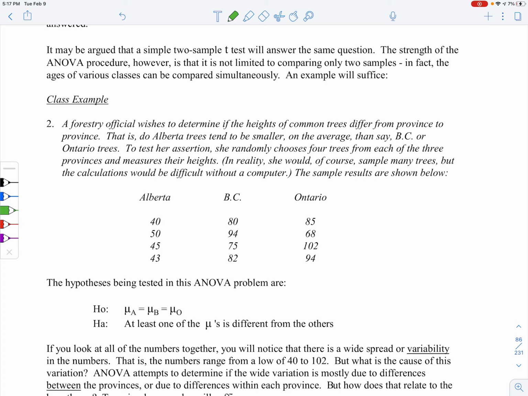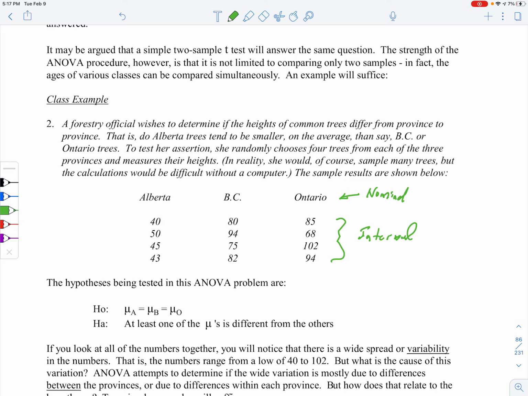But the important thing to note here is that the nominal variable are the provinces here, right? So that's nominal in nature here. And then the height of the trees, which are these guys, is an interval variable. Interval, right? So heights of trees are interval. Nominal versus interval, we look and say, that's ANOVA.